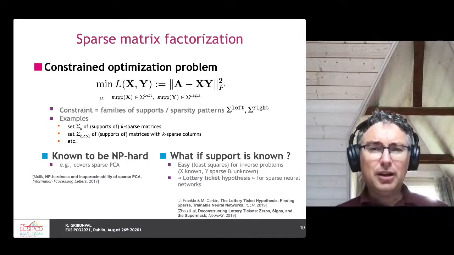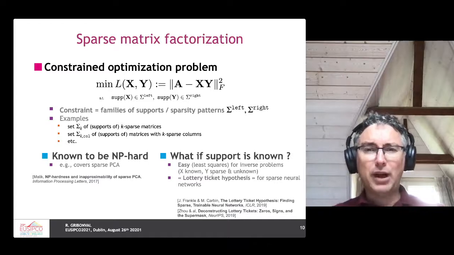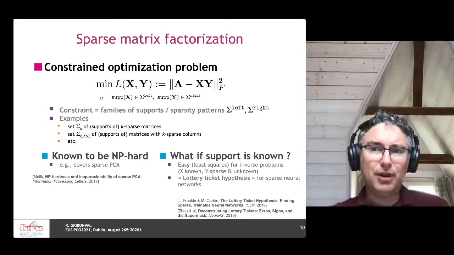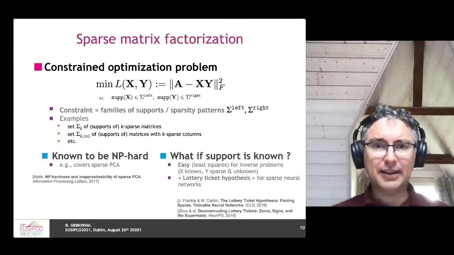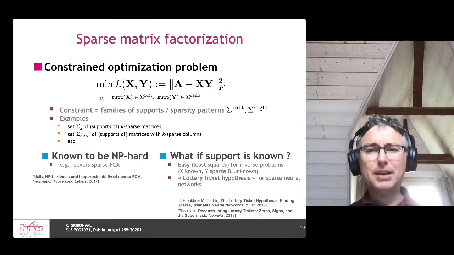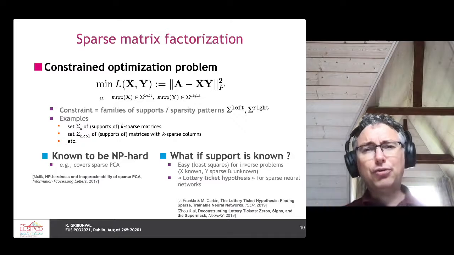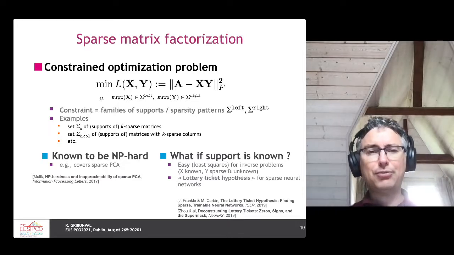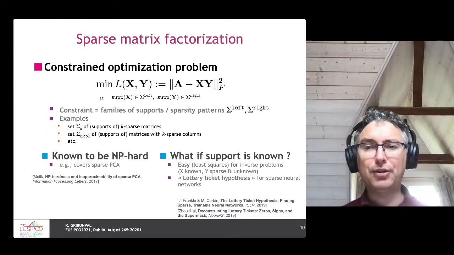Well, in the case where the left factor X is known and the factor Y is unknown but with known support, it's not too hard a problem. It's a least squares problem. And you know how to solve it. Now, if both factors are unknown but with fixed supports, this is related to the so-called lottery ticket hypothesis, which is essentially a heuristic observation that when you want to get sparse networks, a very common way to proceed is to learn a dense network and to prune the coefficients afterwards and to train again with the knowledge of the resulting support.